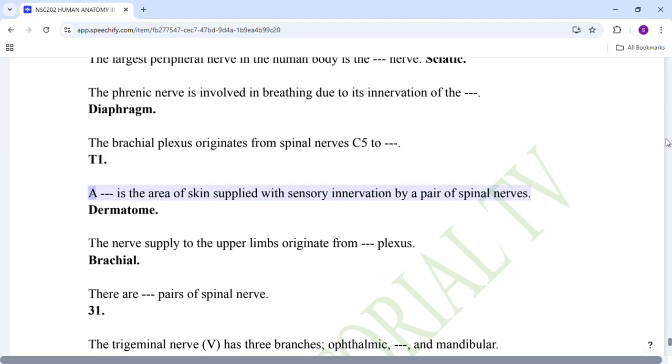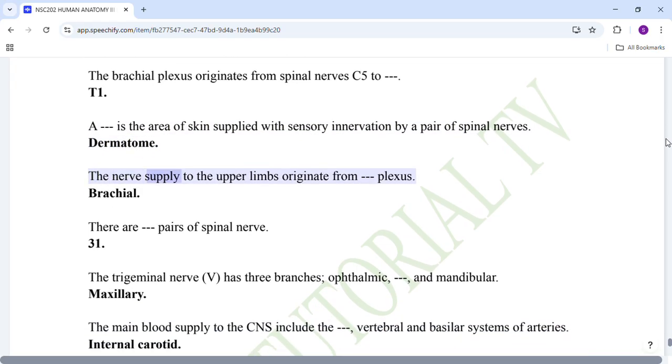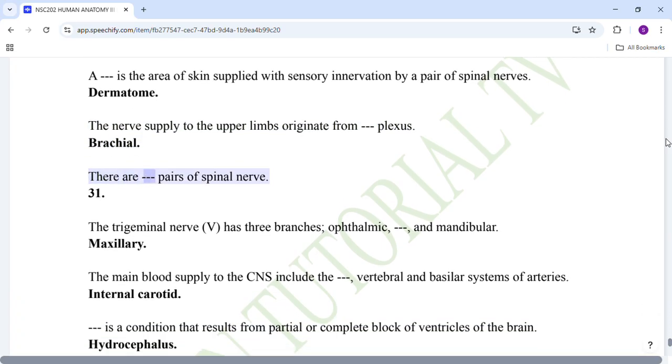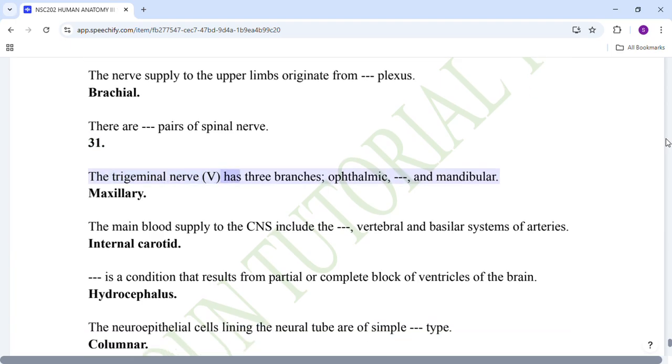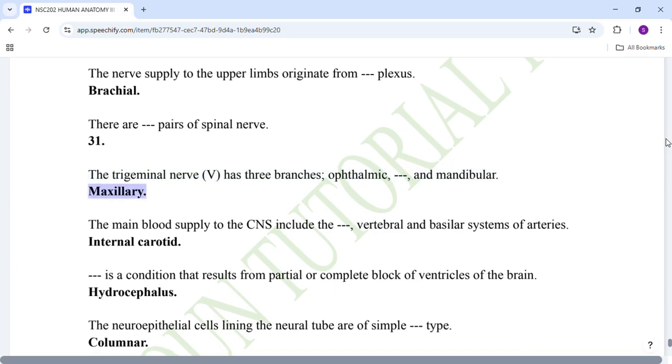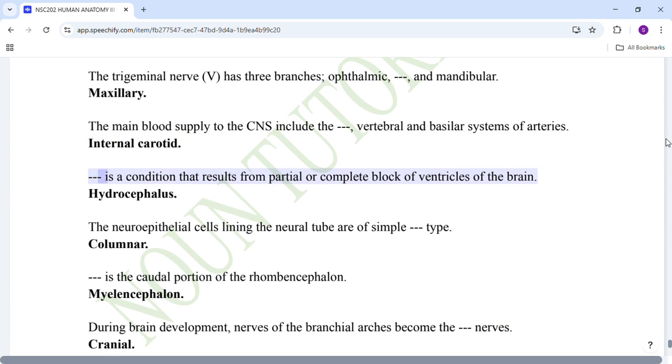T1. A dermatome is the area of skin supplied with sensory innervation by a pair of spinal nerves. Dermatome. The nerves supplied to the upper limbs originate from the brachial plexus. Brachial. There are 31 pairs of spinal nerves. 31. The trigeminal nerve, V, has 3 branches: ophthalmic, maxillary, and mandibular. Maxillary. The main blood supply to the CNS includes the vertebral and basilar systems of arteries and the internal carotid. Internal carotid. Hydrocephalus is a condition that results from partial or complete block of ventricles of the brain.